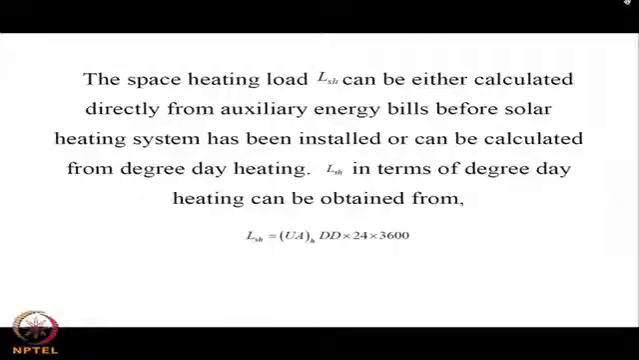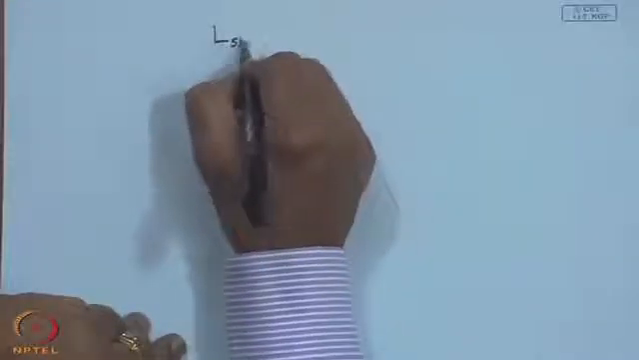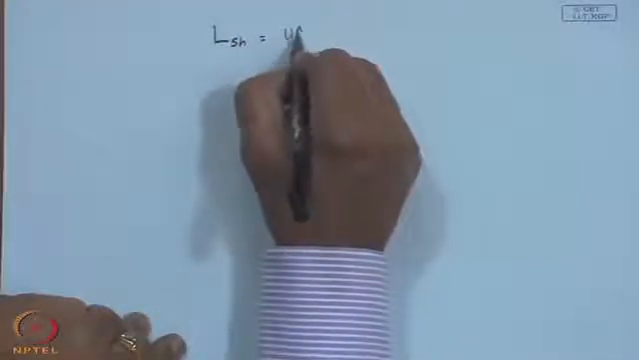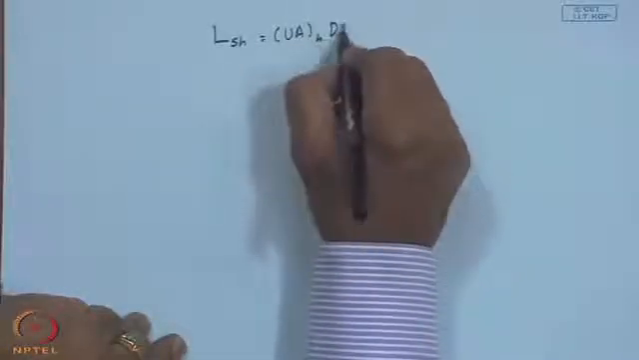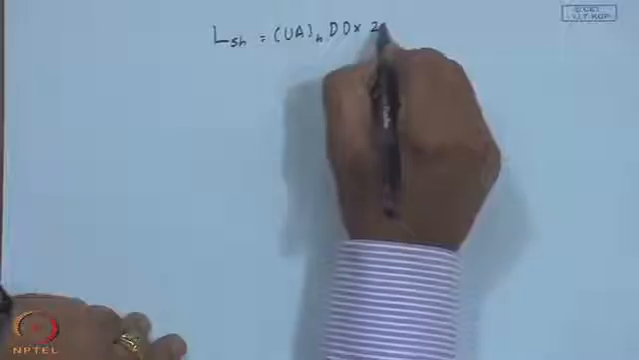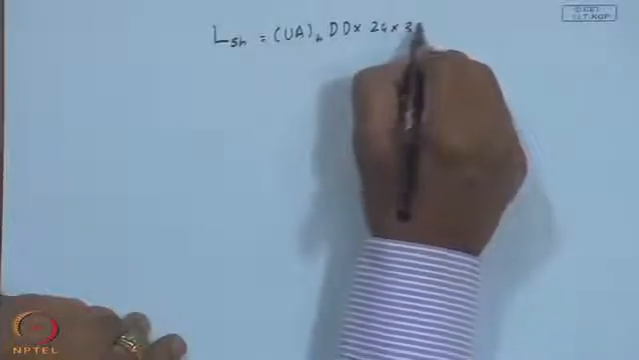So, like we have done for the liquid based systems, either you use the utility bills to get the space heating, or calculate L space heating as UAH, that is the building heat loss coefficient, multiplied by degree days, multiplied by 24 into 3600 to make it consistent units.